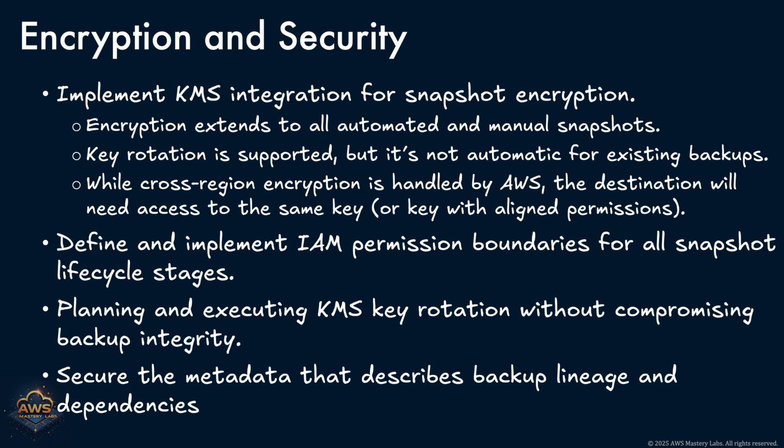That's where IAM permission boundaries become critical. Design least privilege roles that allow snapshot creation, sharing, and deletion without over-permissioning access to unrelated resources or keys. Backup automation should never compromise your security perimeter. Encryption material rotation strategies should be well defined. While KMS supports key rotation, existing snapshots tied to older keys won't retroactively re-encrypt.